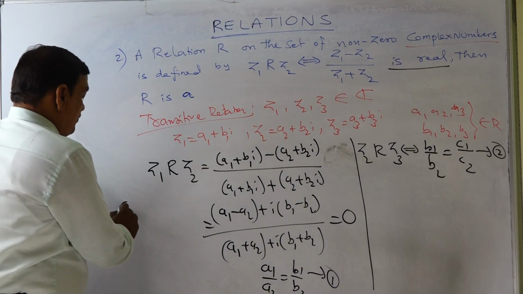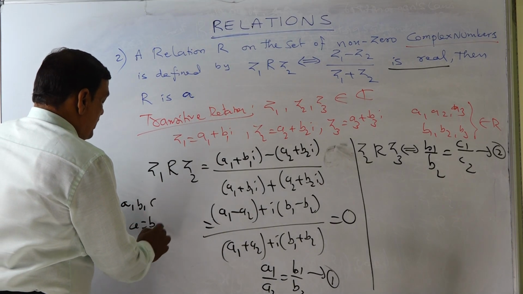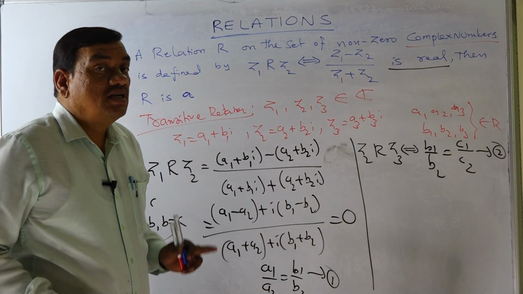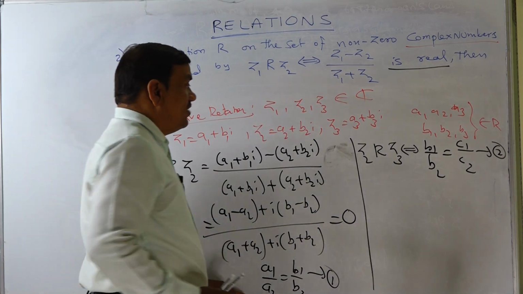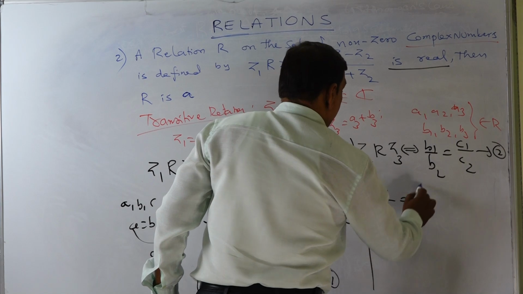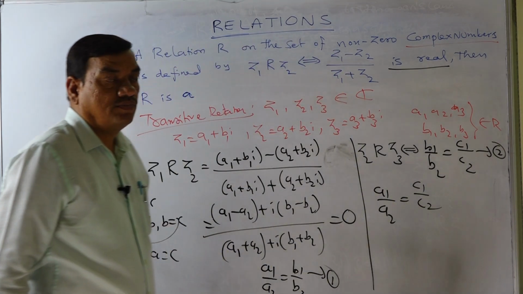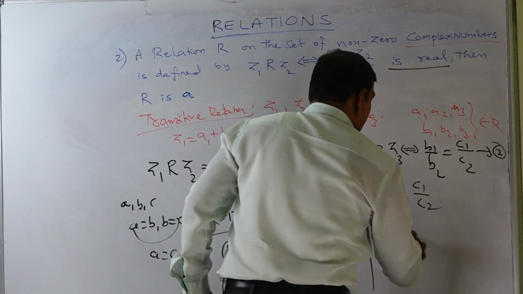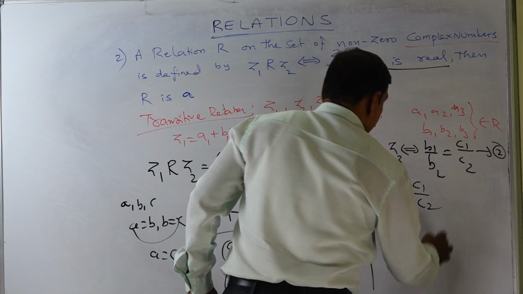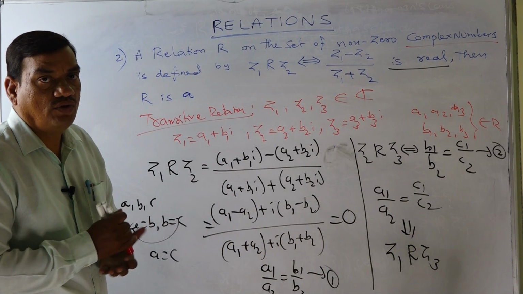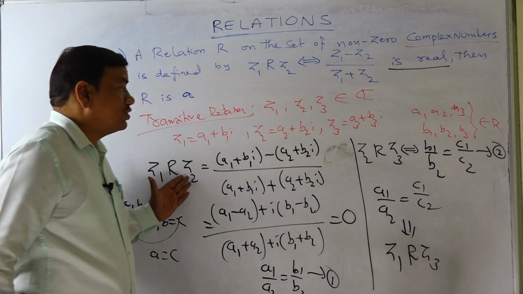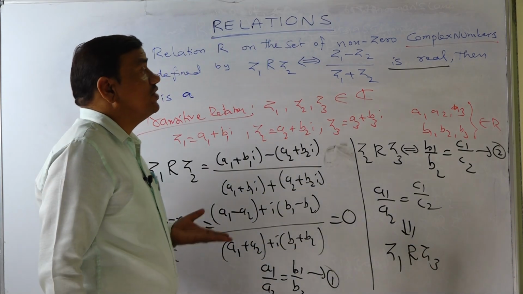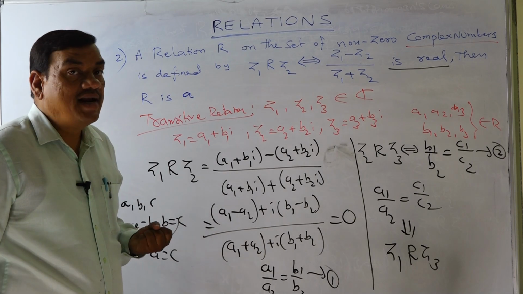That means if A is equal to B and B is equal to C, automatically A is equal to C. The set of real numbers satisfies the transitive property. Therefore, here A1 by A2 is equal to C1 by C2. That means Z1 is related to Z2 and Z2 is related to Z3, and from this you can conclude Z1 is related to Z3. So if (A, B) belongs to R and (B, C) belongs to R, then (A, C) also belongs to R. Then we can say that R is a transitive relation.